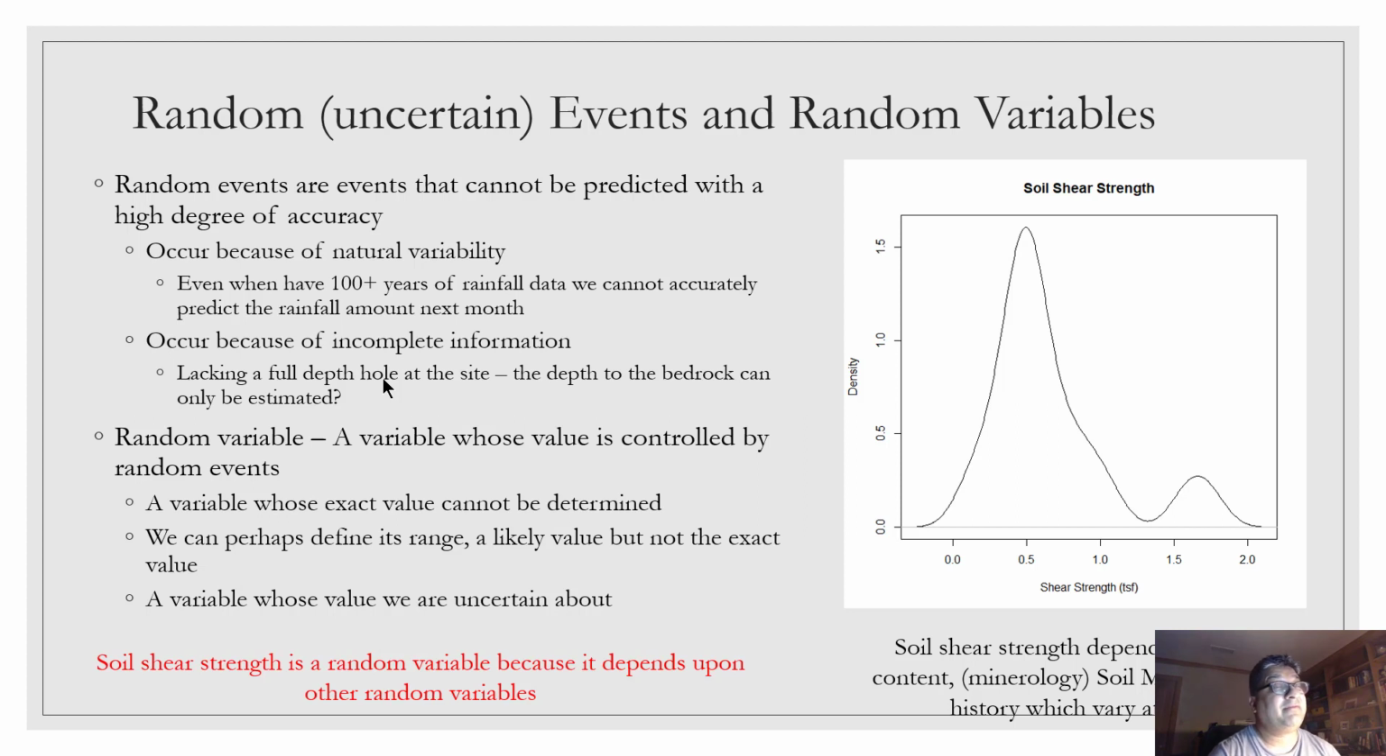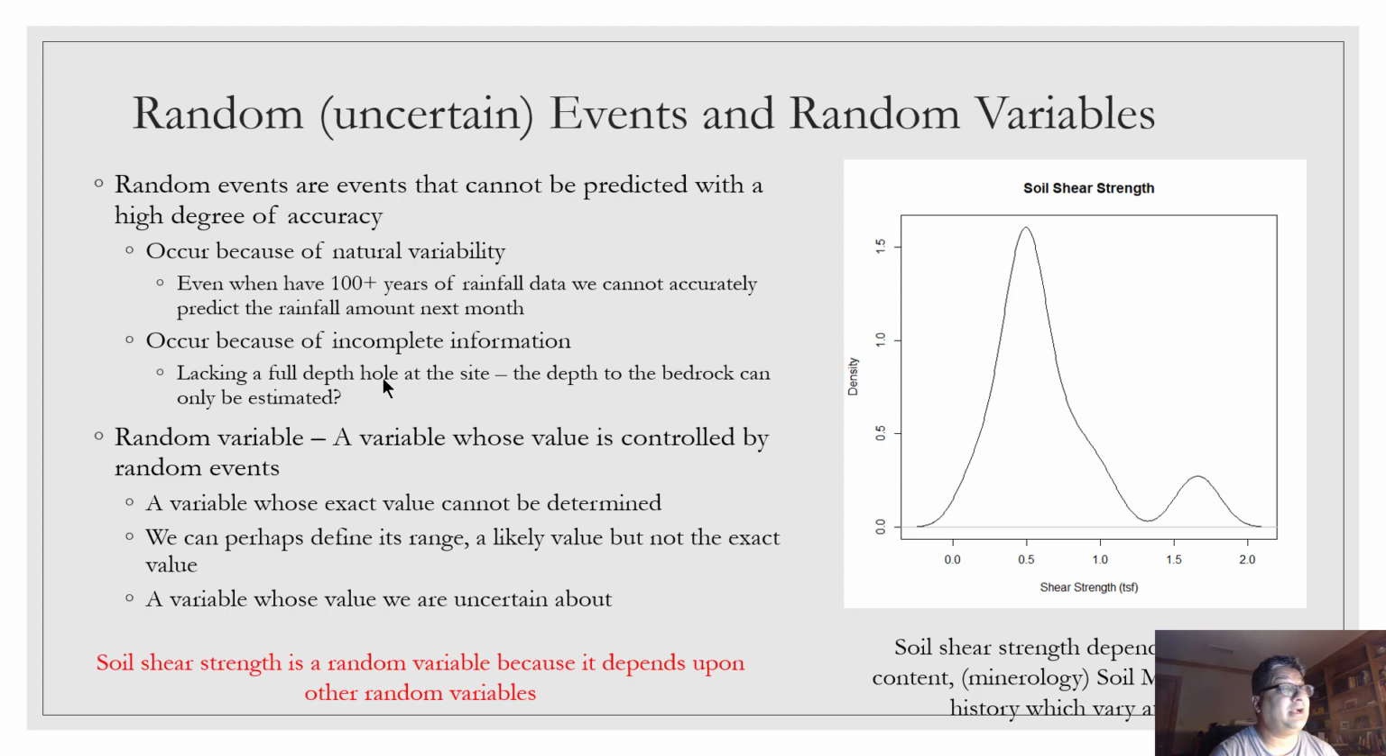Okay. Random events and random variables. Random events are events that cannot be predicted with a high degree of accuracy, and random events happen because of natural variability. We may have 100+ years of rainfall data. In many places, we have data for rainfall going back a very long period of time, well into the mid 1800s. But even with all that data, we are still unable to predict the amount of rainfall that we're going to get next month, because the variability in that rainfall is very, very high.